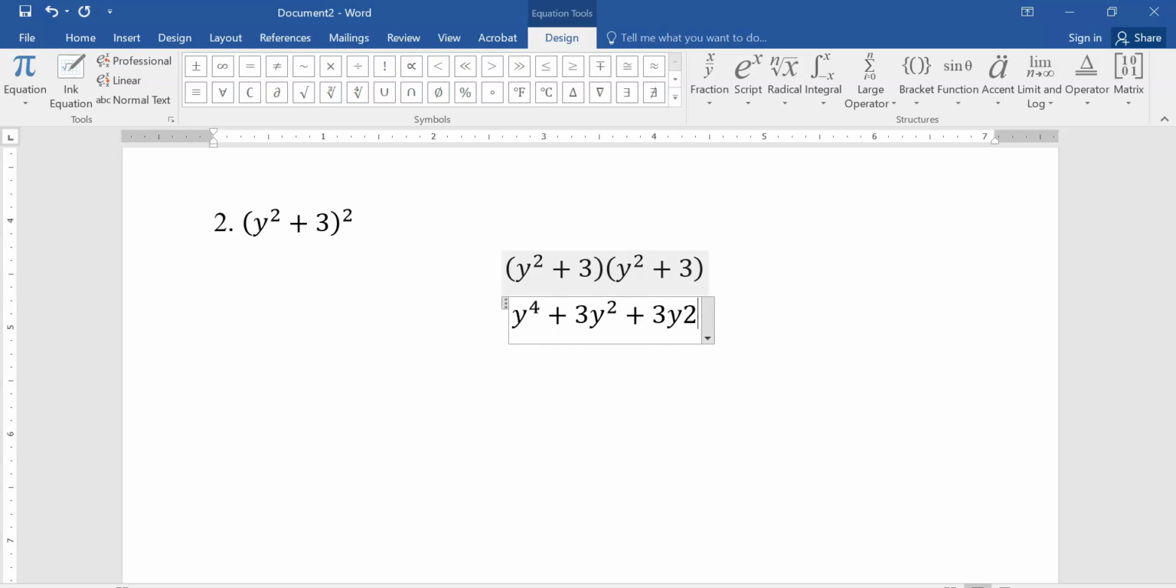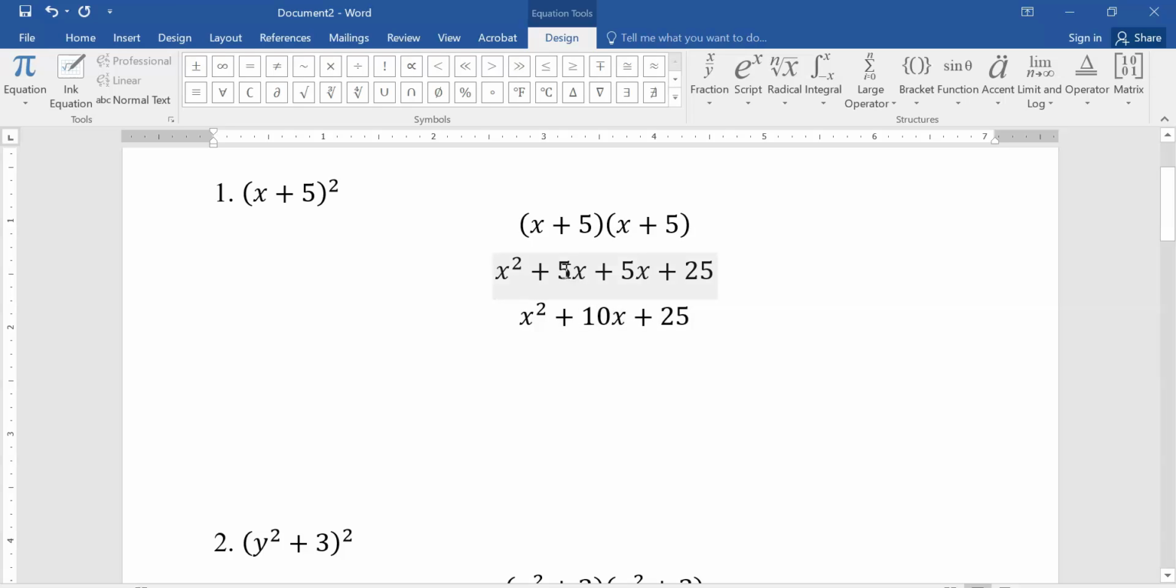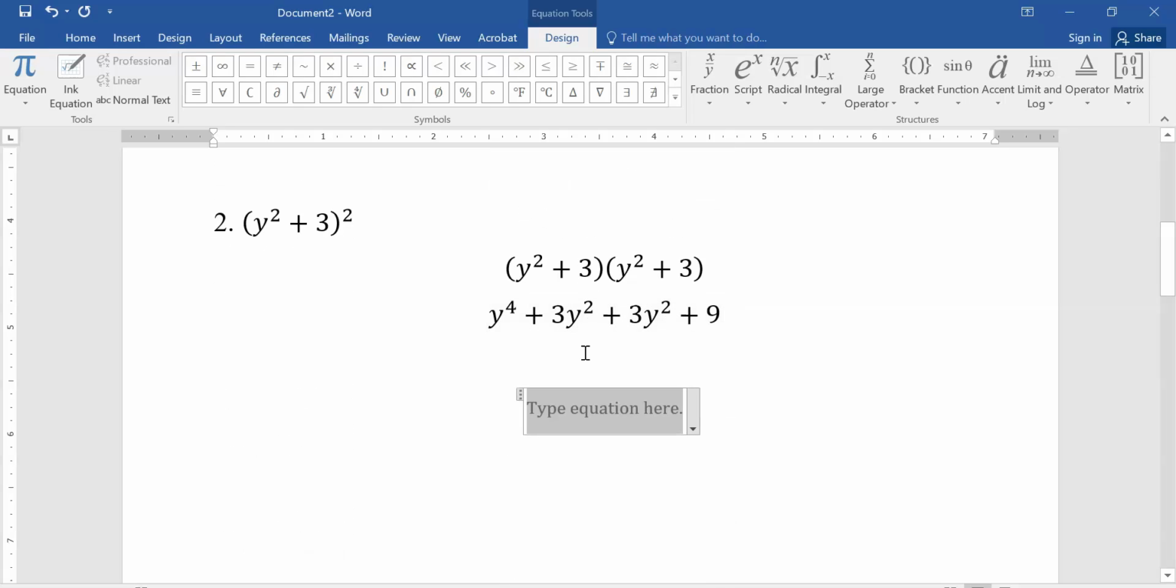Notice that these middle terms are basically always going to be the same. And then plus 3 times 3 is plus 9. In other words, these two middle terms are always combining and they're always becoming the same, right? 5x, 5x, we can combine those. 3y squared, we can combine those. So my final answer on this problem number 2 is y to the 4th plus 6y squared plus 9.